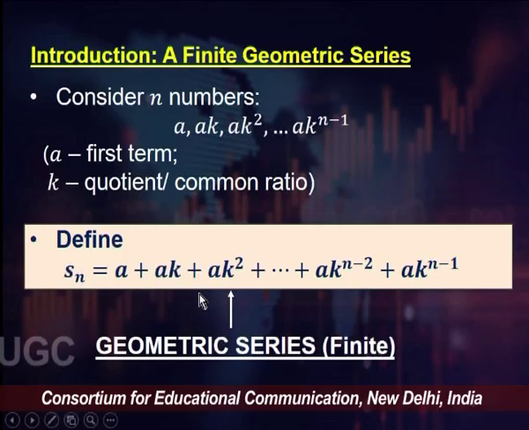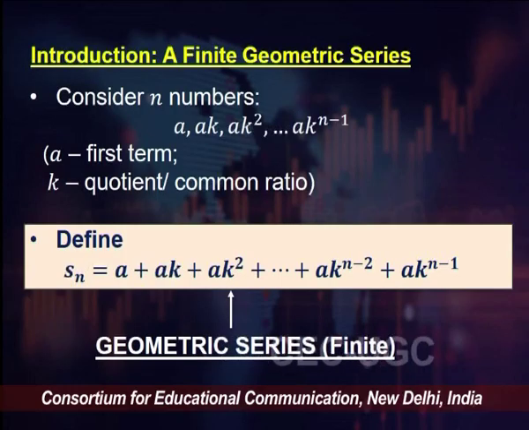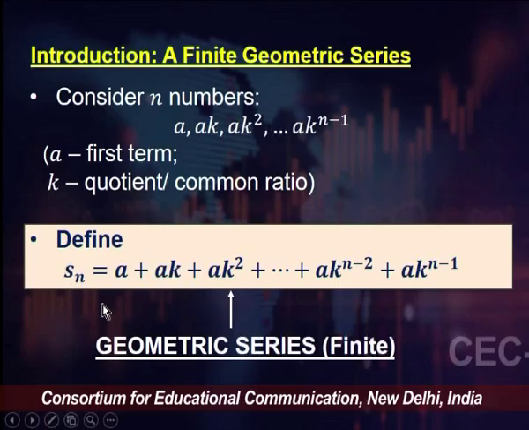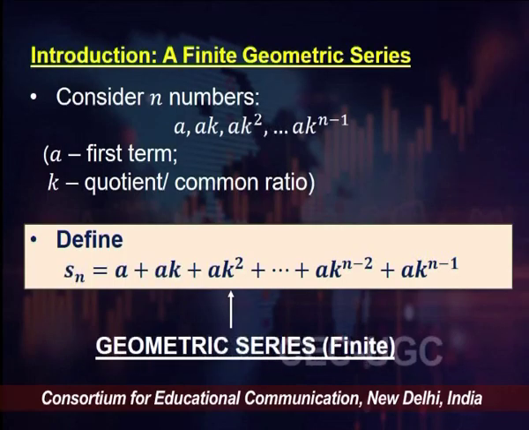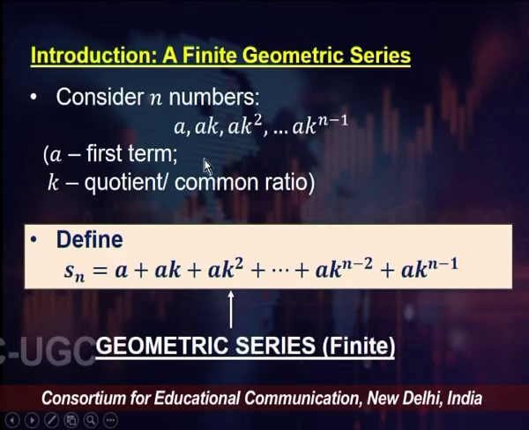Now, with this sequence, let us define the sum S sub n, which is equal to a plus ak plus ak squared, and so on till ak to the power n minus 2 plus ak to the power n minus 1. It is this sum that we call a finite geometric series. There is a finite number of terms, and there is a certain pattern to this series, where the sum is generated from this particular sequence, where you have a common ratio k, right? You have a multiplicative constant k.